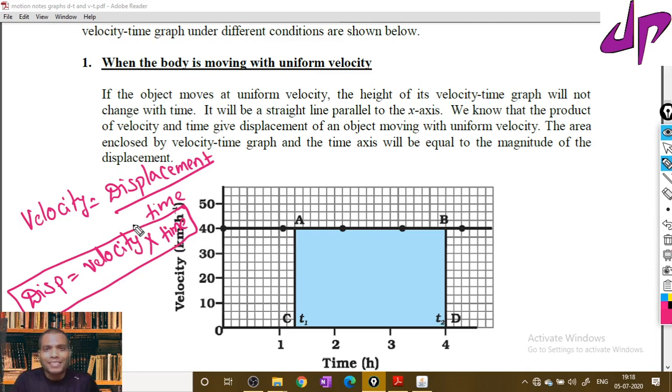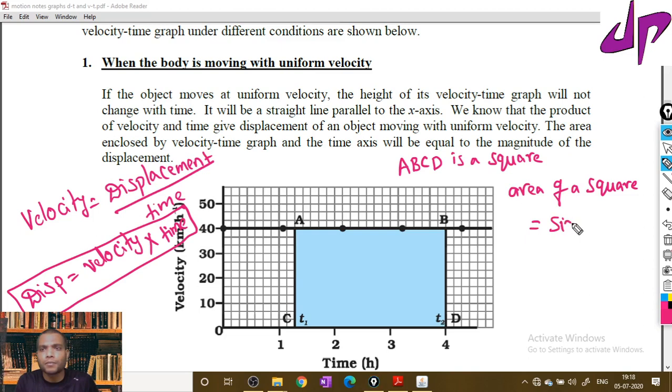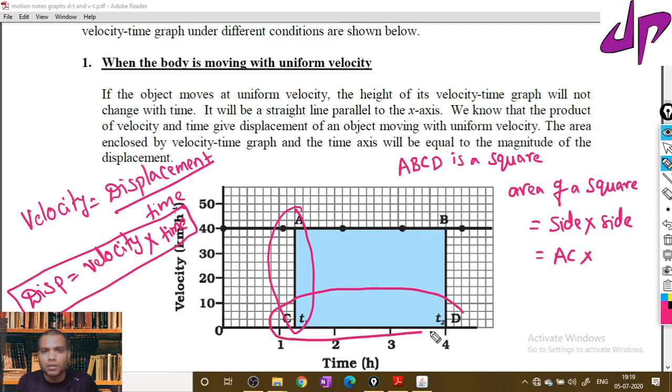Now, suppose here you can see ABCD is a square. What is the area of a square? Area of a square equals side into side. So in this ABCD, if I take one side as AC, times another side, DC. Now what is DC here? DC is nothing but the time, which is given here as T2 minus T1.